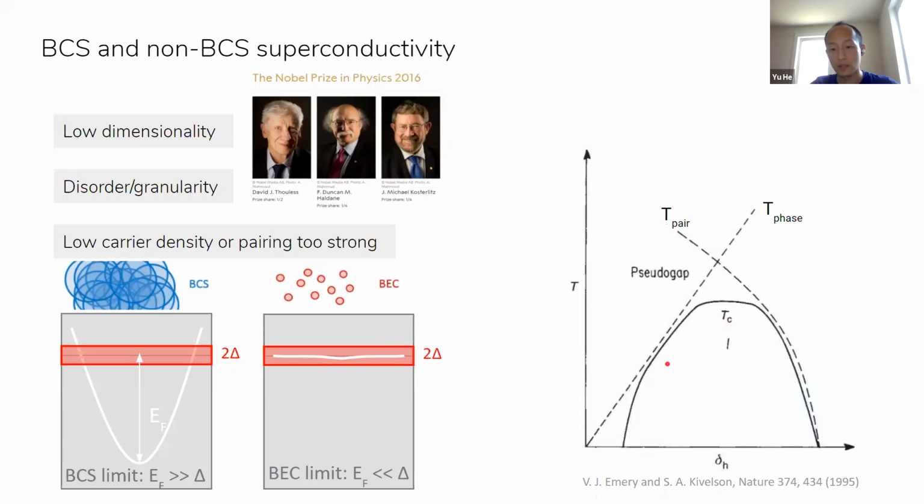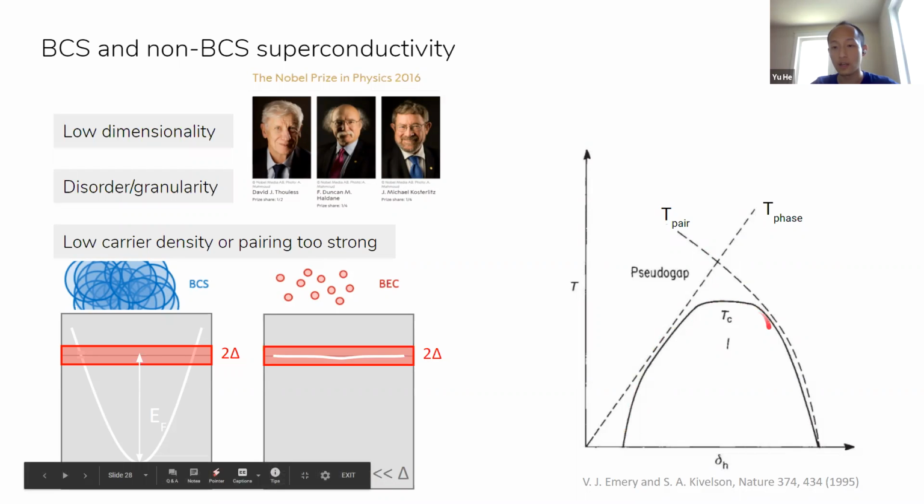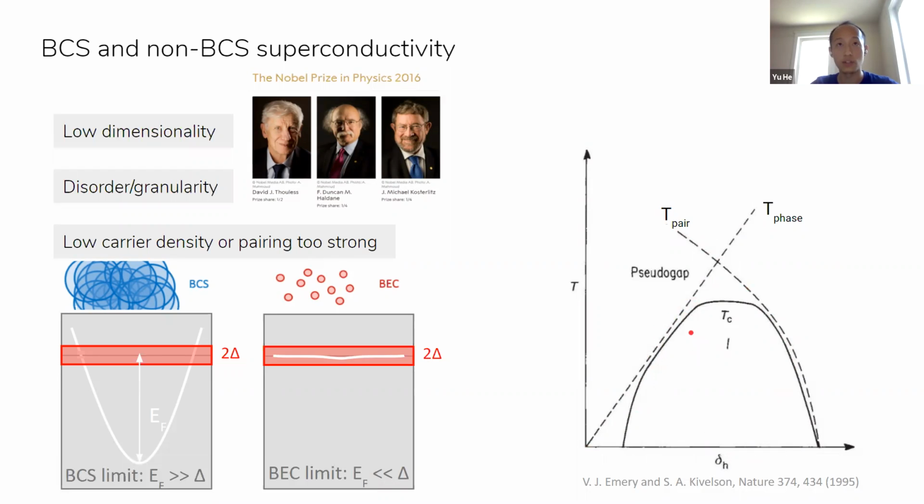So back in 1995, Victor Emery and Steve Kivelson proposed this very famous phase diagram to explain the domed shape superconducting phase region in the high-Tc phase diagram. When we introduce hole doping on the horizontal axis, first the phase coherence becomes better and better, while the pairing interaction becomes worse and worse. Therefore, the underdoped region is a phase coherence limited superconductor, while the overdoped side is a pairing limited, or BCS type, superconductor.